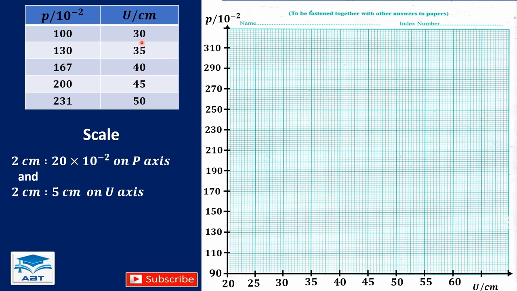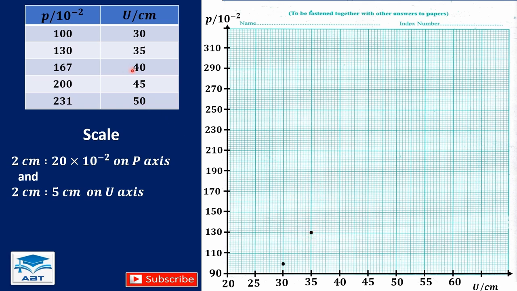For the first point, we have 30 on the horizontal axis. This is 30. And 100 on the vertical axis. 100 will be between 90 and 110. So we put the point here. For the next one, we have 35 on the horizontal axis and 130 on the vertical axis. This is 130 and this is 35. So they will meet here.